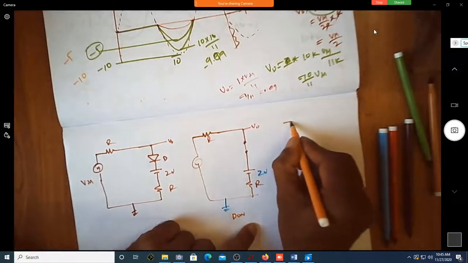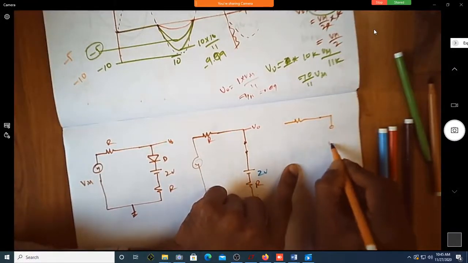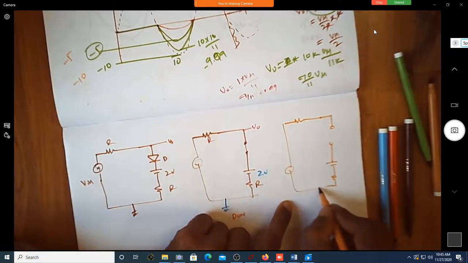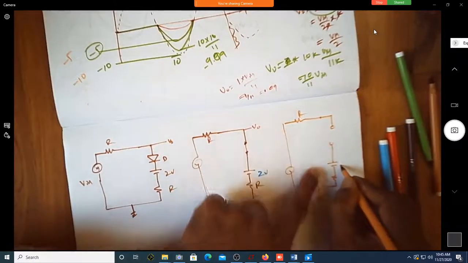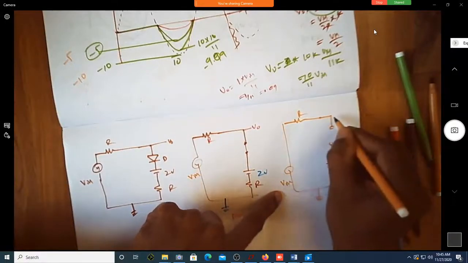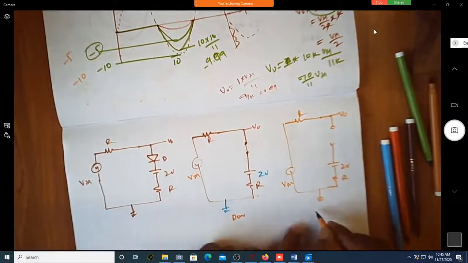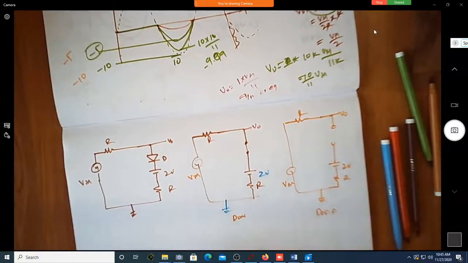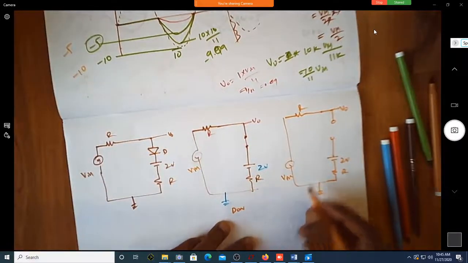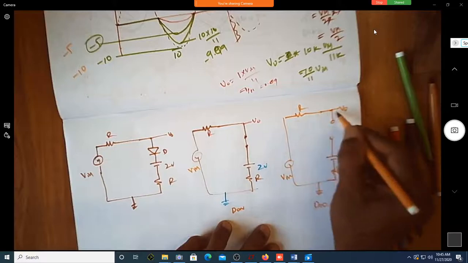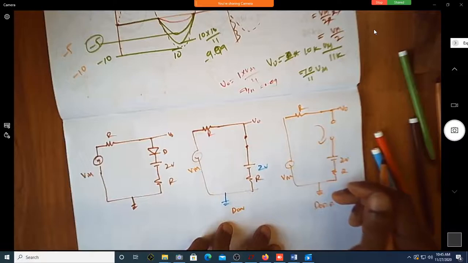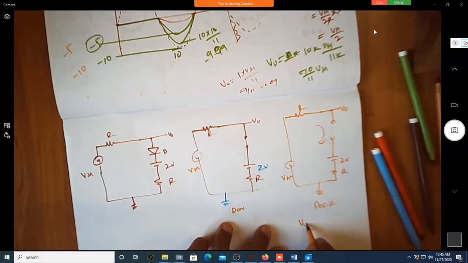When the diode is off, this is R, 2 volt, R, V in, V naught. Correct? This is when D is off. Okay? In off condition, what is V naught here? No current, so no drop. That means V naught is equal to V in itself.